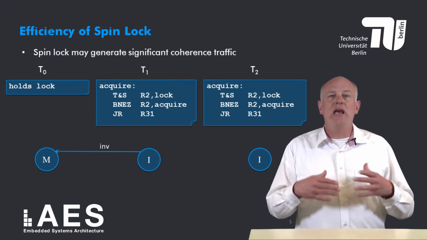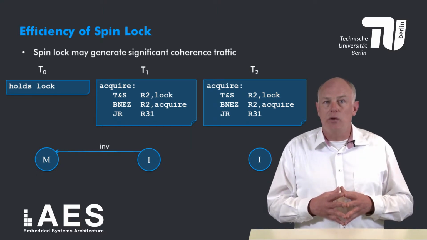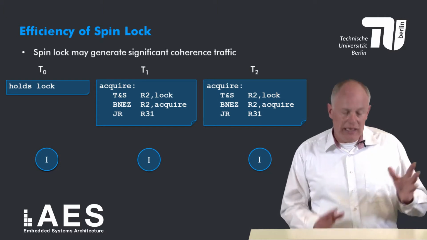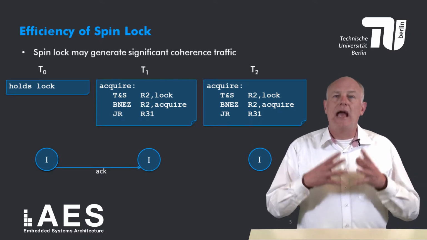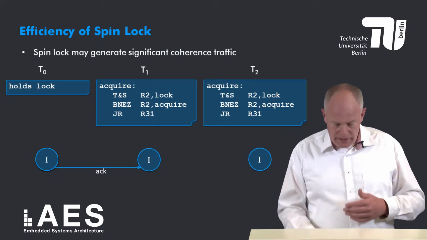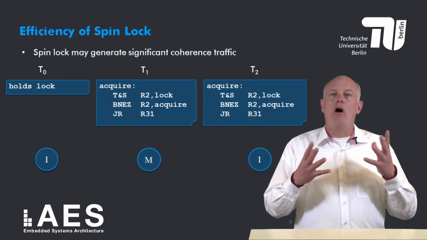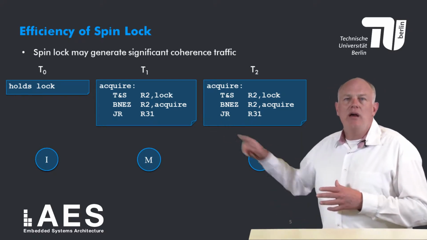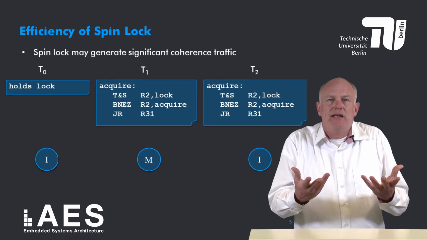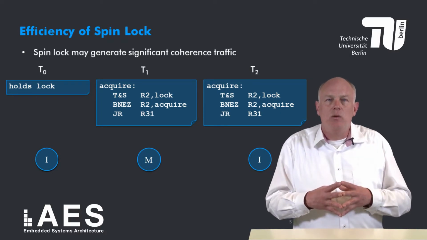For that, it needs to invalidate the copy of T0. T0 invalidates its copy and sends back an acknowledgement to T1, which now has the lock in state modified. But then T1 finds the lock is already set, so it stays in its busy waiting loop.